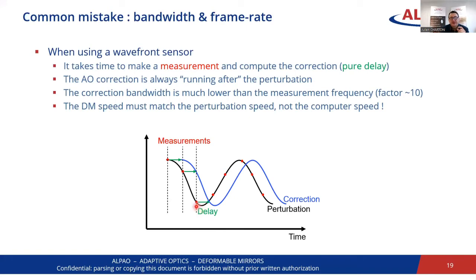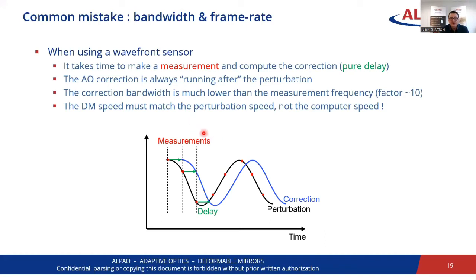You have this sampling frequency that is much faster than the correction or the perturbation frequency. And the two frequencies should not be confused. Typically, you have a factor of 10, so it's really significant. The measurement frequency may have to go 10 times faster than what you are trying to correct.